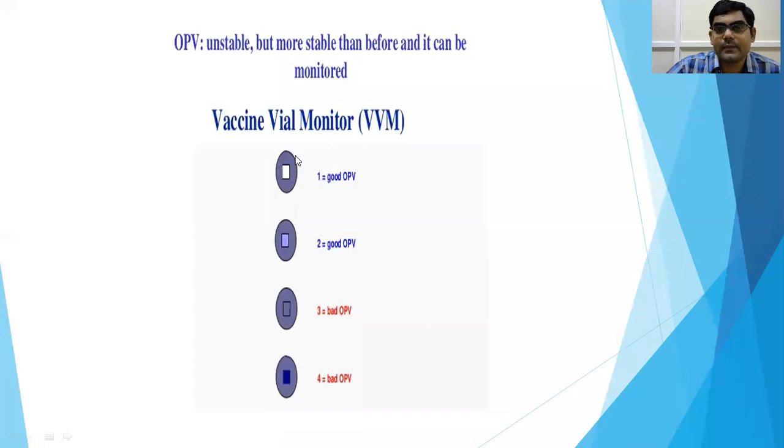So for the first two you can give the vaccine. Sometimes they will call this a heat monitor, but the name is vaccine vial monitor sticker.